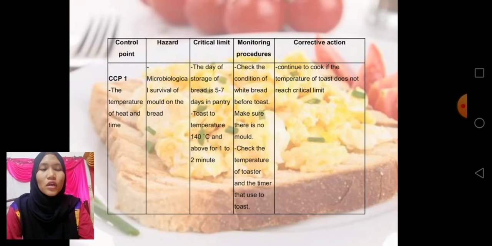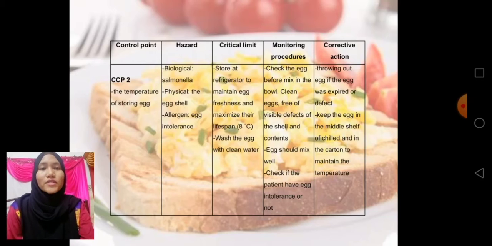So in this slide we want to elaborate one by one. CCP1: the temperature of heat and time. The hazard is microbiological survival of mold on the bread. The critical limit is the storage of bread for 5 to 7 days in the pantry, and toasting at a temperature of 140 degrees for 1 to 2 minutes. We monitor the condition of the white bread before we toast and make sure there is no mold, and we check the temperature of the toaster. If the toast temperature does not reach the critical limit, we continue to cook.